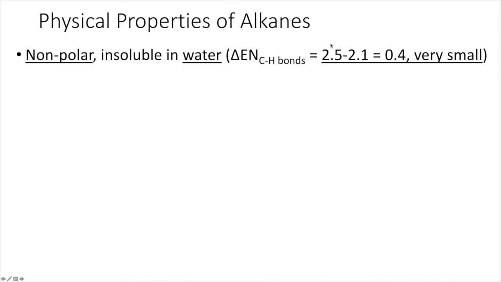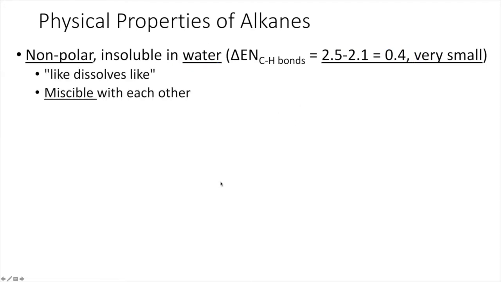So the electronegativity of carbon is 2.5. The electronegativity of hydrogen is 2.1. So that difference is only 0.4. So it's very small. So that means that all of the bonds in alkanes are nonpolar. And you have to have polar bonds in a molecule to even possibly have a polar molecule. So I can say with confidence that all alkanes are nonpolar, and one of the consequences of that is that they are insoluble in water.